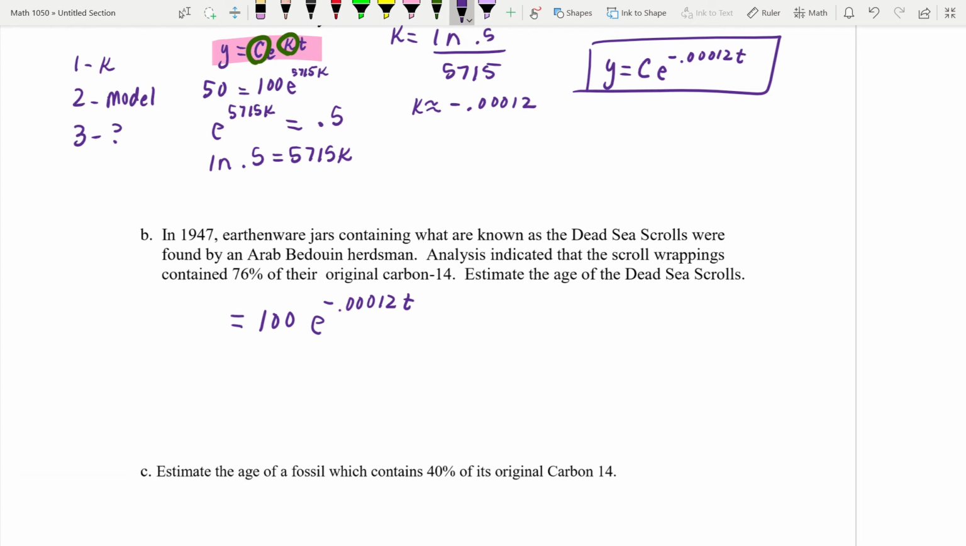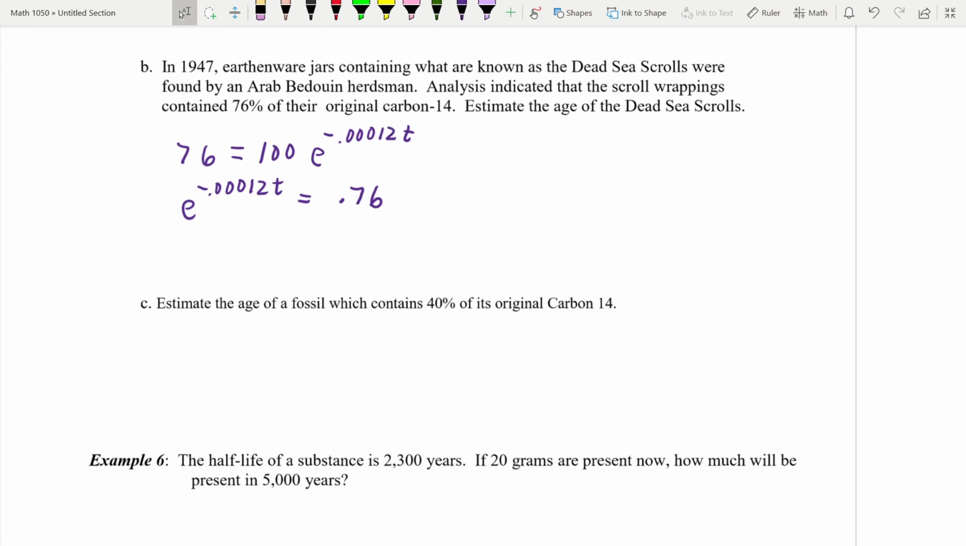And if 76% is left, can anybody tell me what I put over here? It is 76. Do you see why you use 100? 100's easy. 76% of 100 is 76. I am not stuck, so I divide. So I have e to the negative 0.00012t is equal to 0.76. Hey, freeze right here for just a second. We did not store in that value of k. I forgot to tell you to do that. So hopefully that's on your calculator. Everybody hit store, enter. Okay. Now I'm stuck, so I convert it.